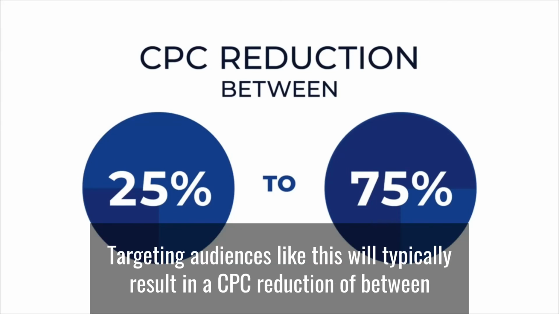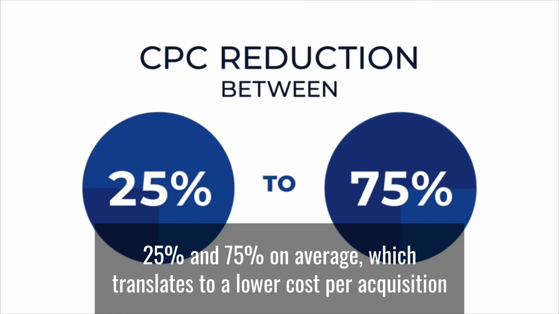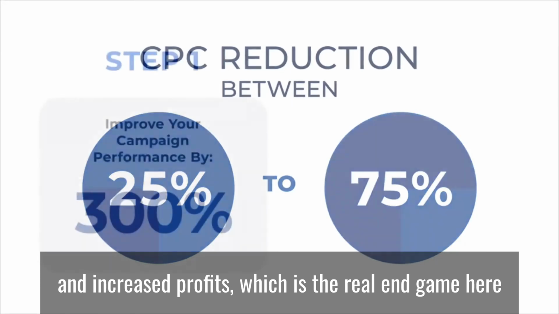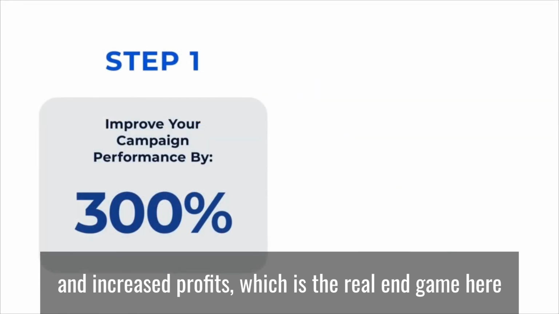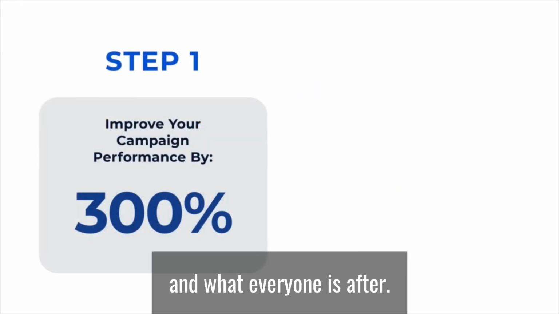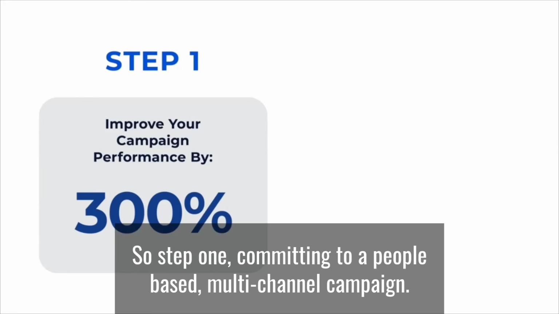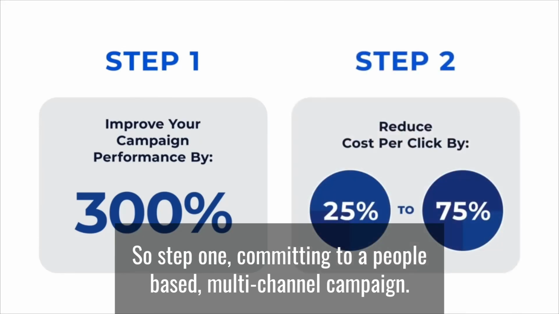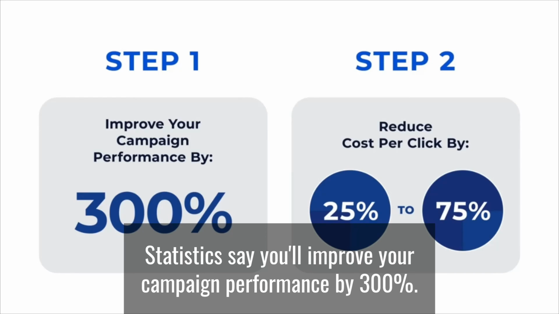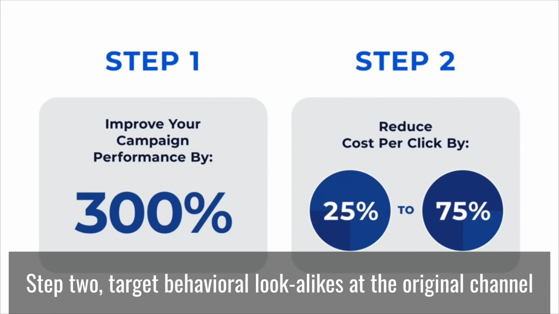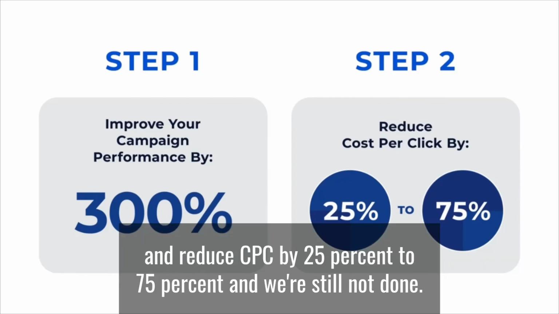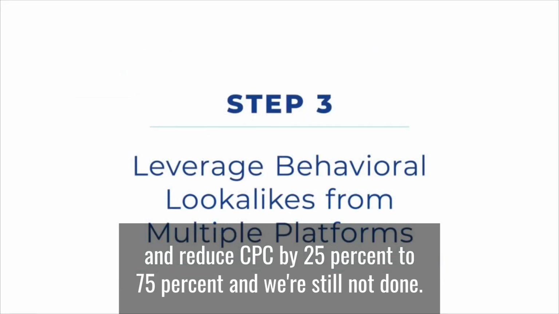Targeting audiences like this will typically result in a CPC reduction of between 25% and 75% on average, which translates to a lower cost per acquisition and increased profits. Which is the real end game here, and what everyone is after. So, step 1. Committing to a people-based, multi-channel campaign. Statistics say you'll improve your campaign performance by 300%. Step 2. Target behavioral lookalikes at the original channel and reduce CPC by 25% to 75%. And we're still not done.